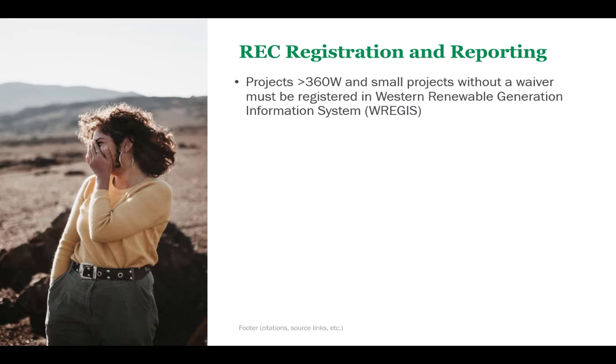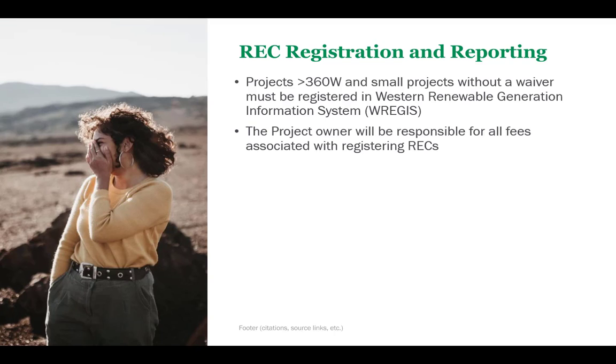Projects that are greater than 360 kilowatts in aggregate size and small projects without a waiver must be registered in the Western Renewable Energy Generation Information System, or WREGIS, and retire RECs on behalf of the participants. The project owner or its representative will be responsible for all fees associated with registering RECs, including the annual account holder fee and a monthly fee to the utility to report on project generation as a qualified reporting entity.